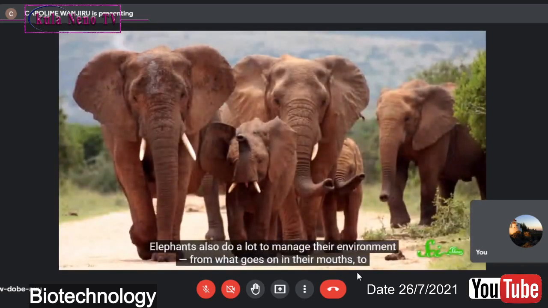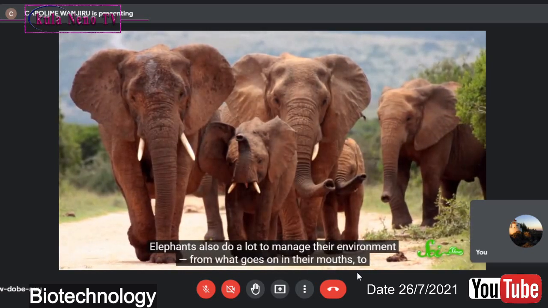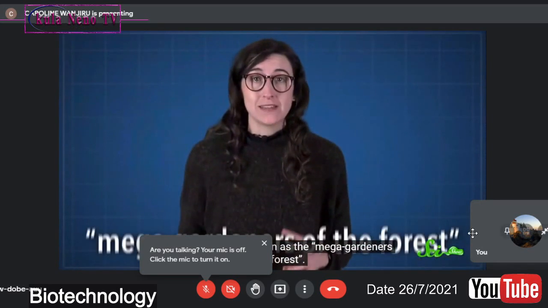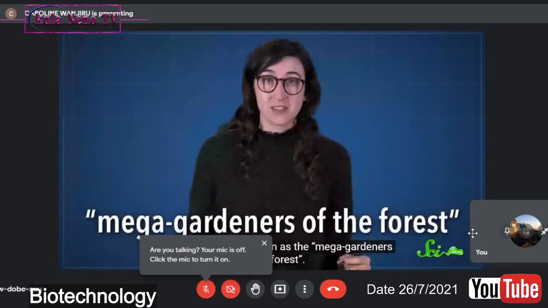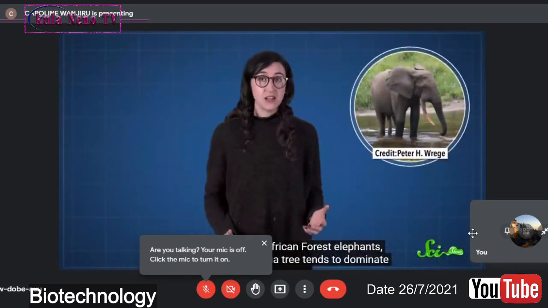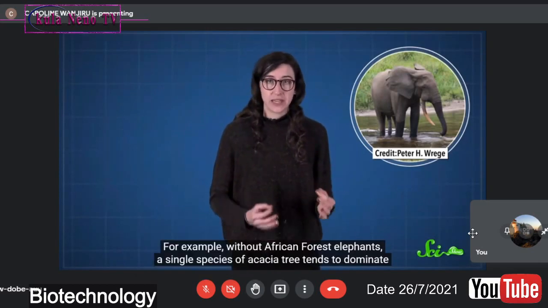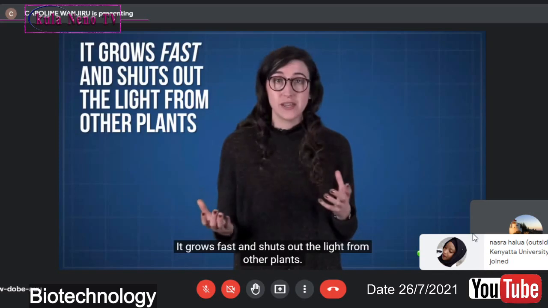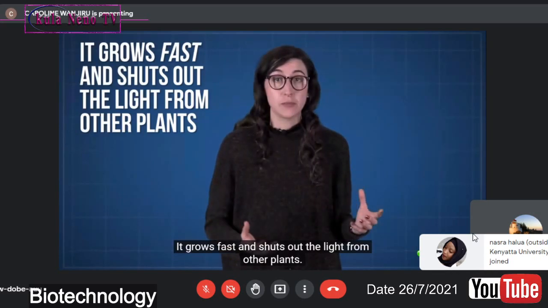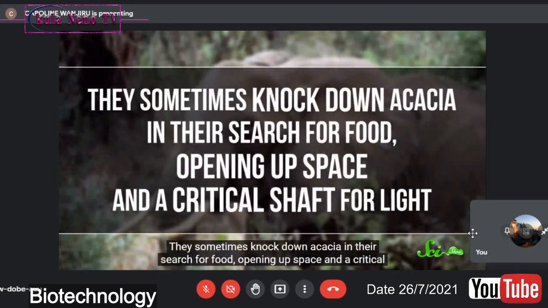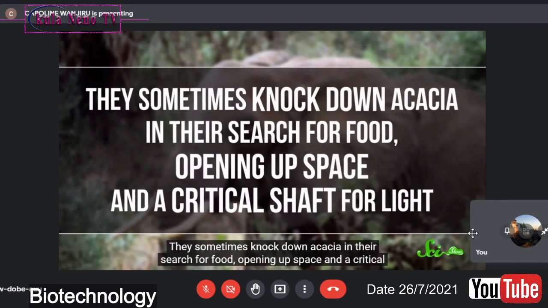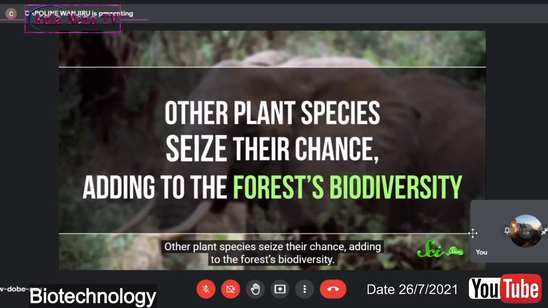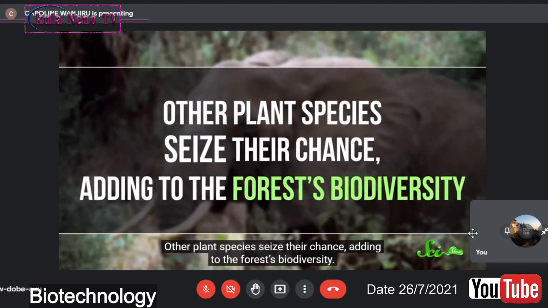Elephants also do a lot to manage their environment, from what goes on in their mouths to what comes out the other end. They're sometimes known as ecosystem engineers. For example, without African forest elephants, a single species of acacia tree tends to dominate African forests. It grows fast and shuts out the light from others. The elephants help counter that. They sometimes knock down acacia in their search for food, opening up space and a critical shaft of light. Other plant species seize their chance, adding to the forest's biodiversity.